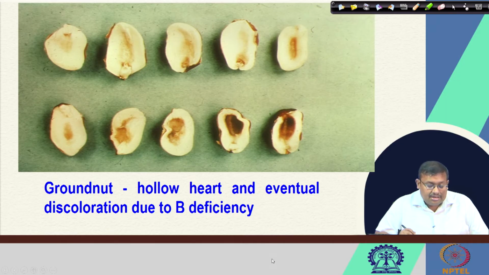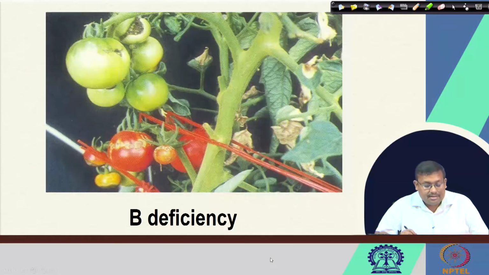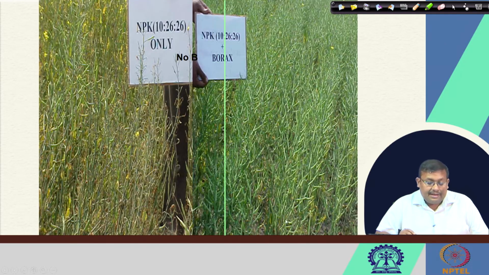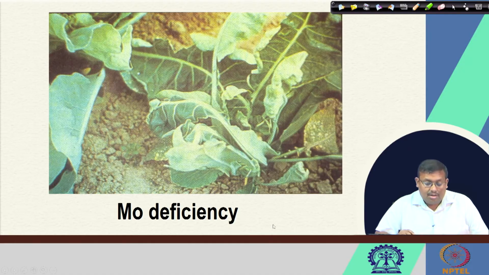This is groundnut. In case of groundnut, we can see hollow heart and eventual discoloration due to boron deficiency, and you can here also see boron deficiency in tomato, and you can clearly see the difference where in one field application of NPK 10, 26, 26 with borax and without borax. So, you can clearly see the difference in the crop growth. This is molybdenum deficiency symptoms.